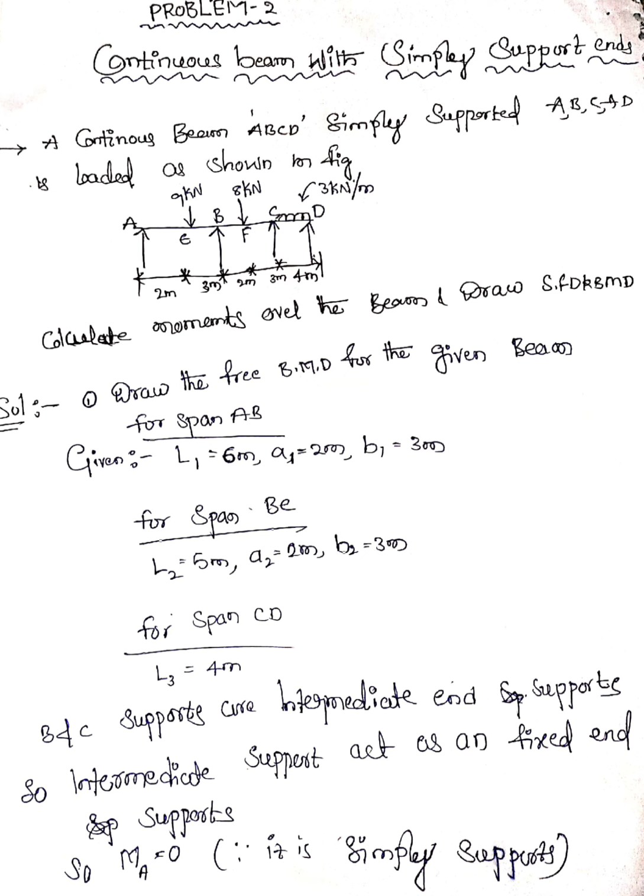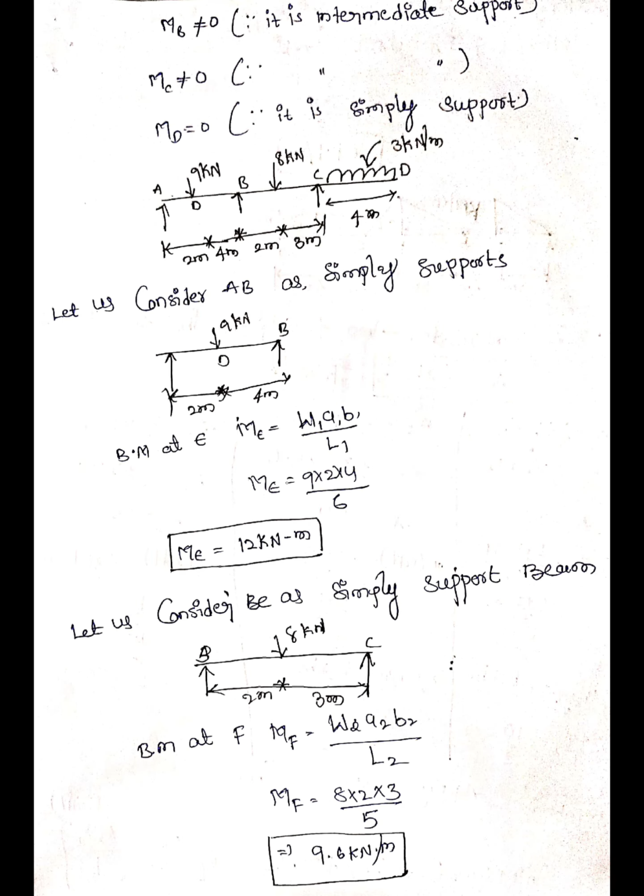So MA is equal to 0, MD equal to 0, MB is not equal to 0, MC is not equal to 0. We need to find MB and MC values. Now we can calculate the maximum bending moment values. For AB, it is W a b by L, so 9 times 2 times 4 by 6, it is 12 kilonewton meter. And then for next span BC, it is 9.6 kilonewton meter, same formula, W a b by L. But here the a and b values are different for BC.